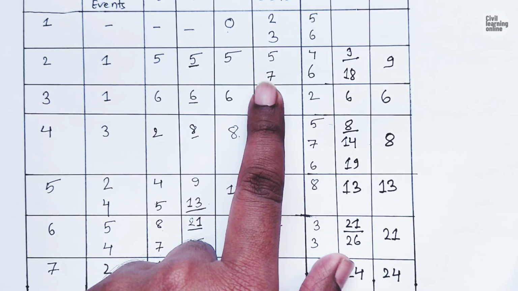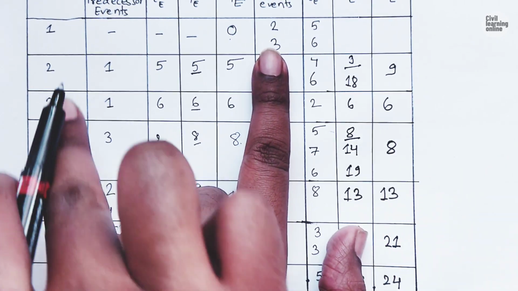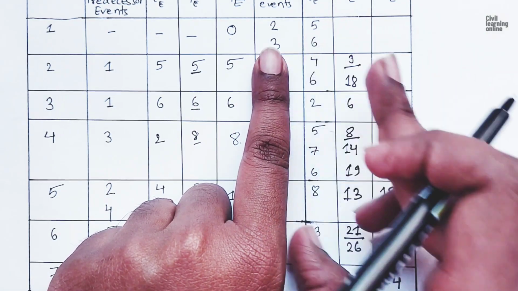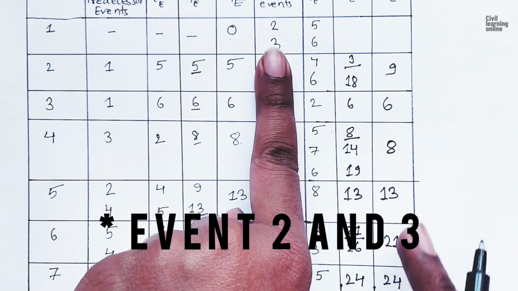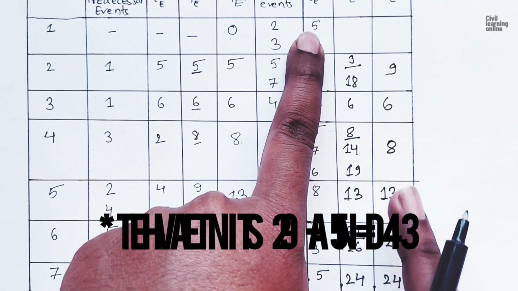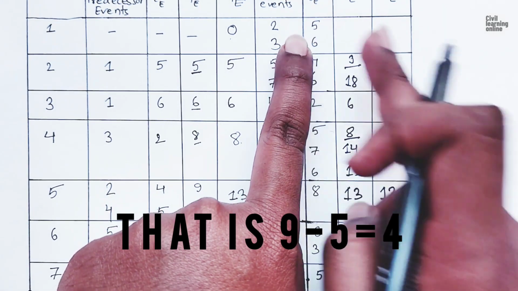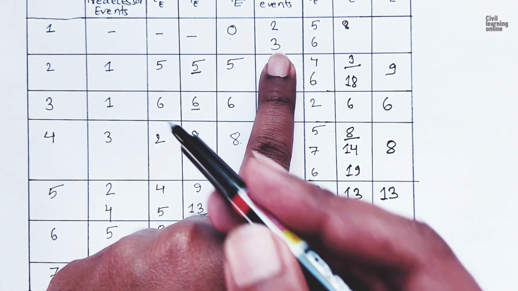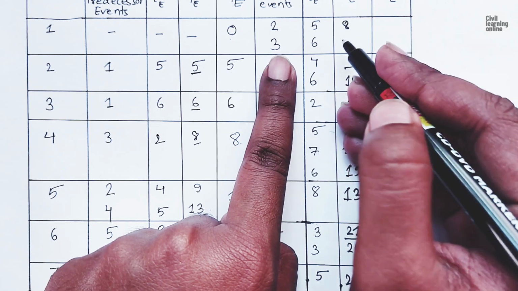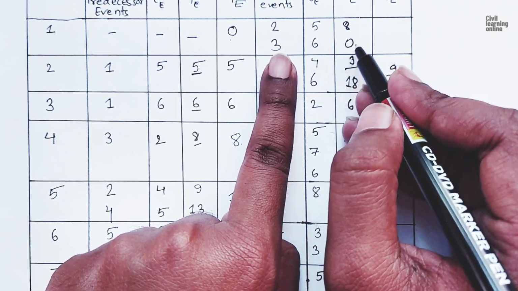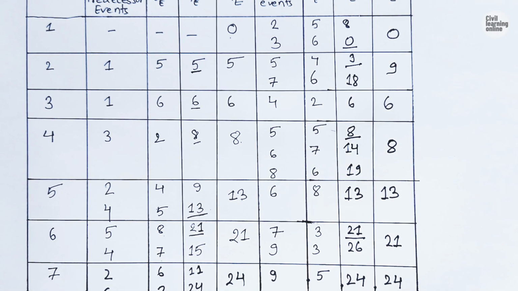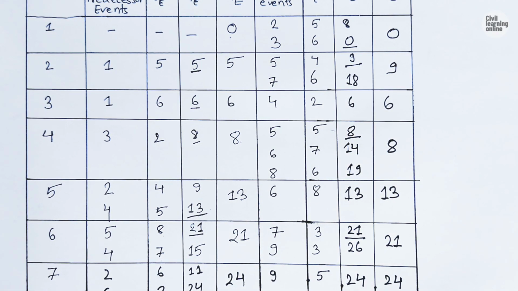Now the latest allowable time of event 1, how do we calculate it? From event 5 it is 13 minus 5, which is going to be 8. Similarly, from event 3 it is 6, so 6 minus 6 is going to be 0, and the least of these two is 0. So this is how we calculate the latest allowable time of the given numerical.